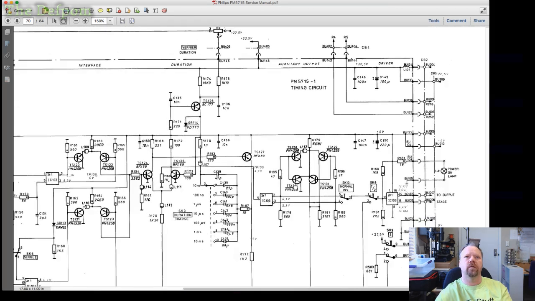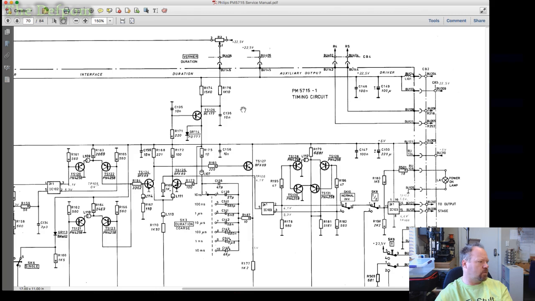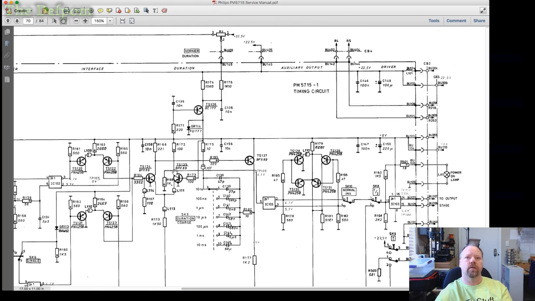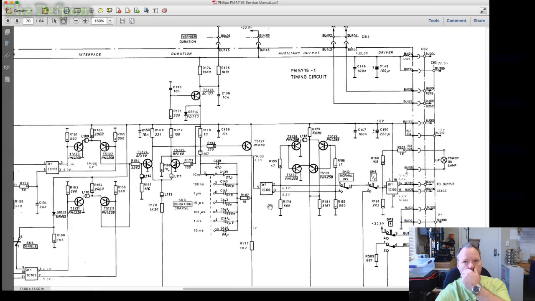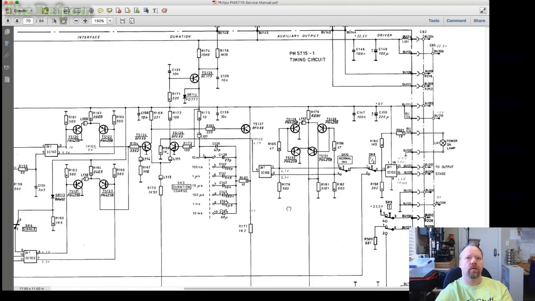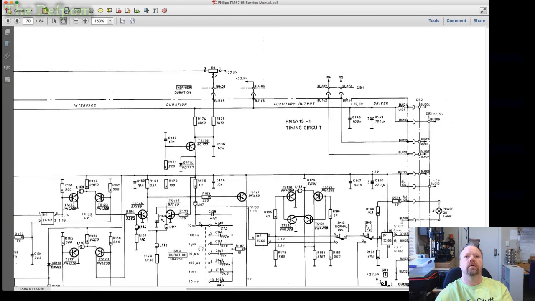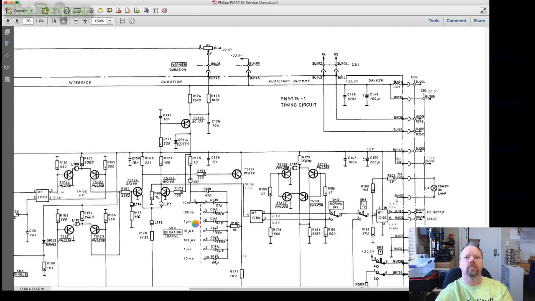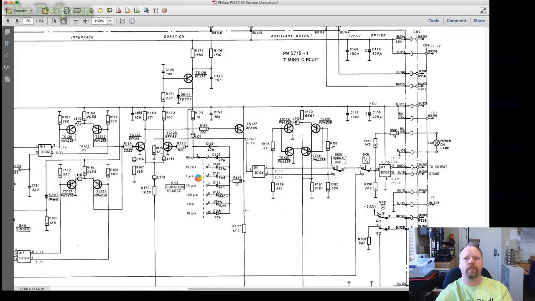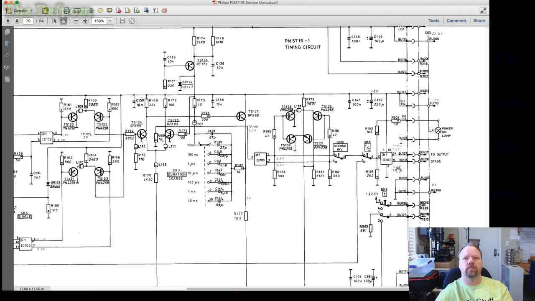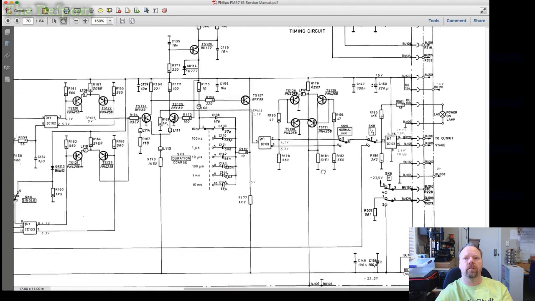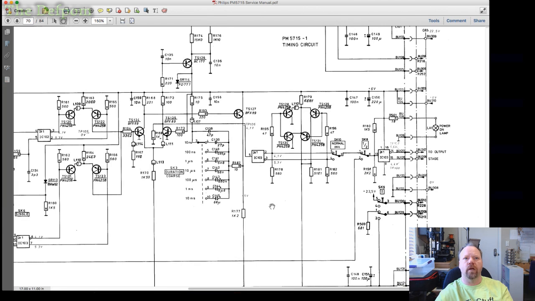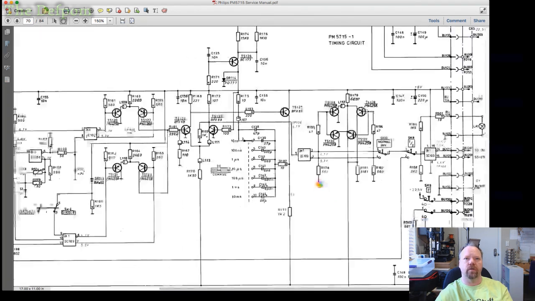Continuation of diagram here. Duration. In my case, duration was doing something. But delay didn't appear to be. Yeah, so it's just going to have to be a case of poking around, I think, and seeing what we find.